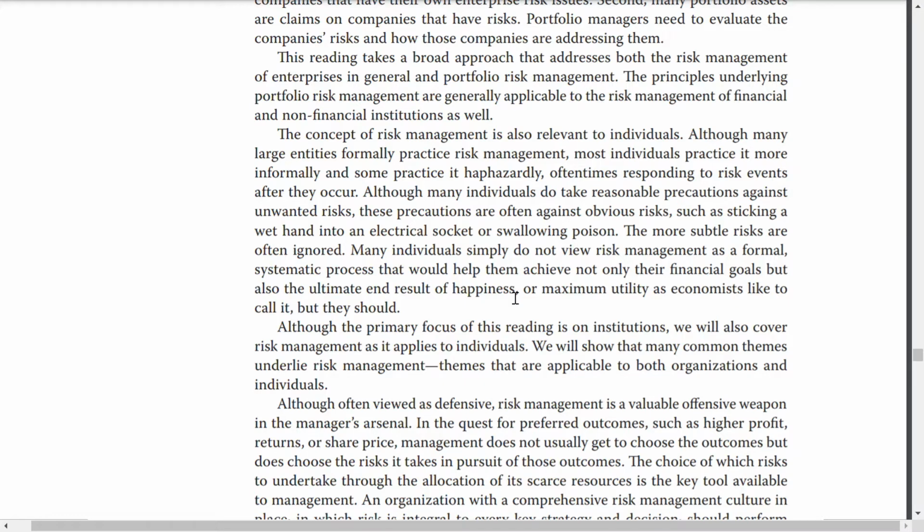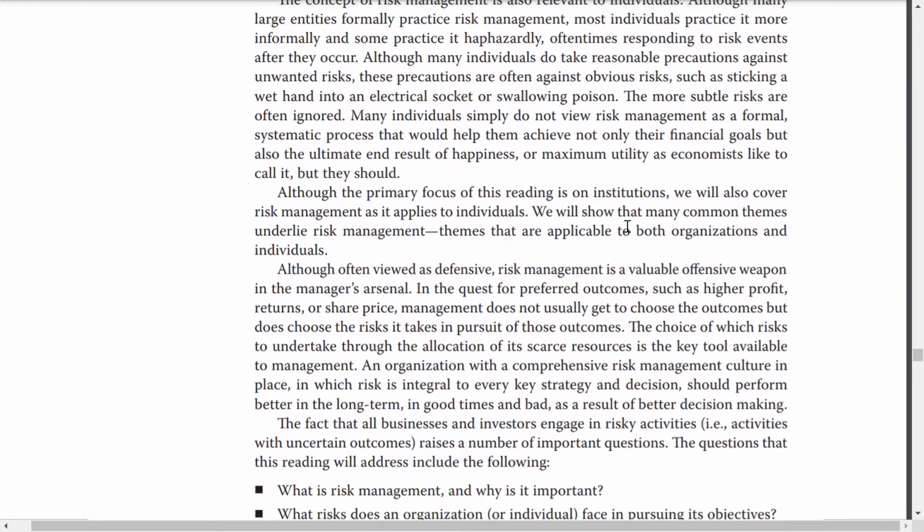Who wrote this, man? Okay, the more subtle risks are often ignored.